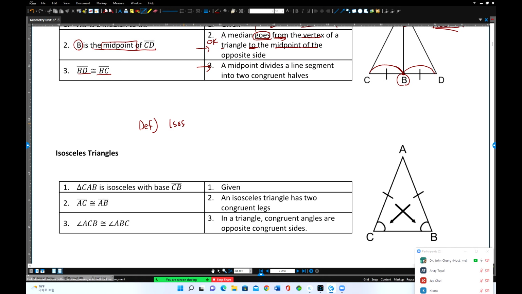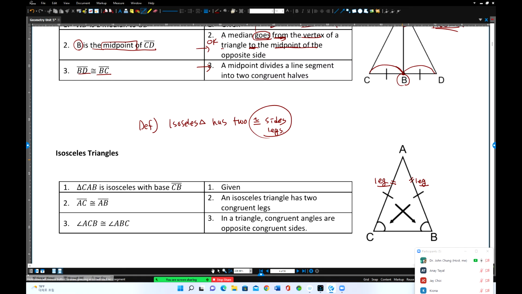Isosceles triangle has two congruent sides. When you have an isosceles, you can say this side, leg and leg. You can use the two congruent legs instead of side. That is isosceles. So isosceles is given. Now you can say these two sides are congruent. That is the definition.